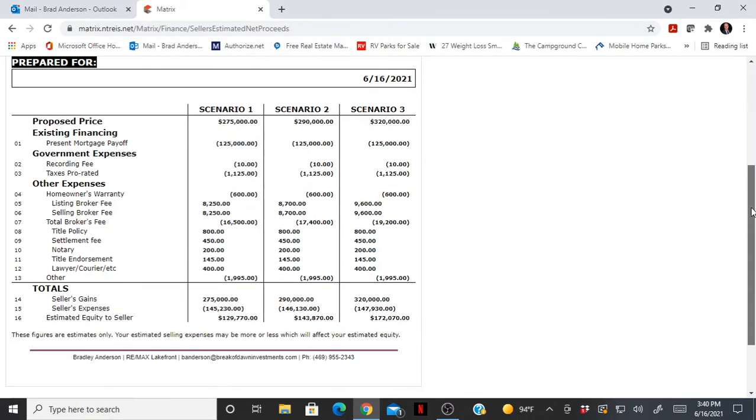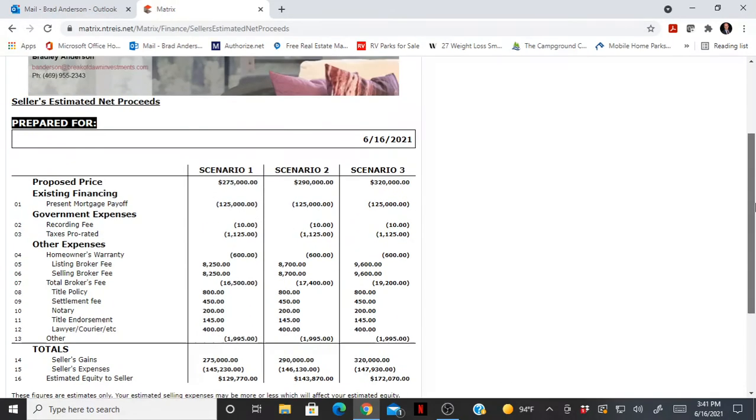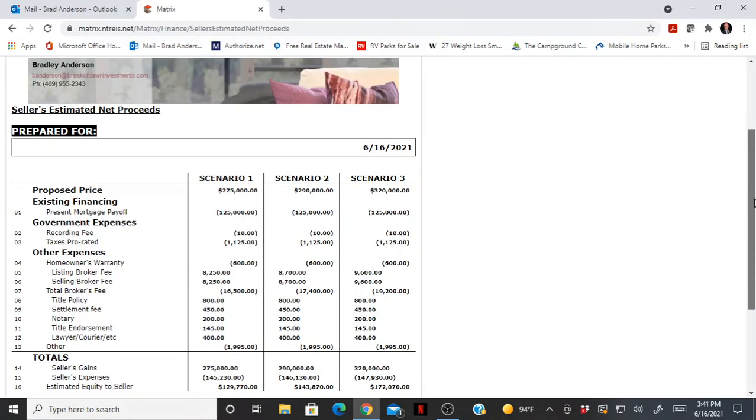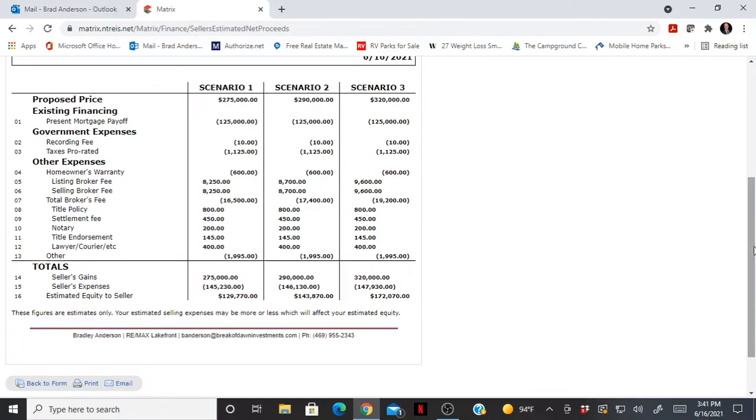So you can email this to the seller. You can print it and bring it with a listing presentation or what have you. So this becomes kind of a real good down and dirty on how much they're going to net once they sell the home. Now, by law, this is not cast in stone, okay? And there are certain disclosures on this document that state right here. These figures are estimates only. Your estimated selling expenses may be more or less, which will affect your estimated equity.